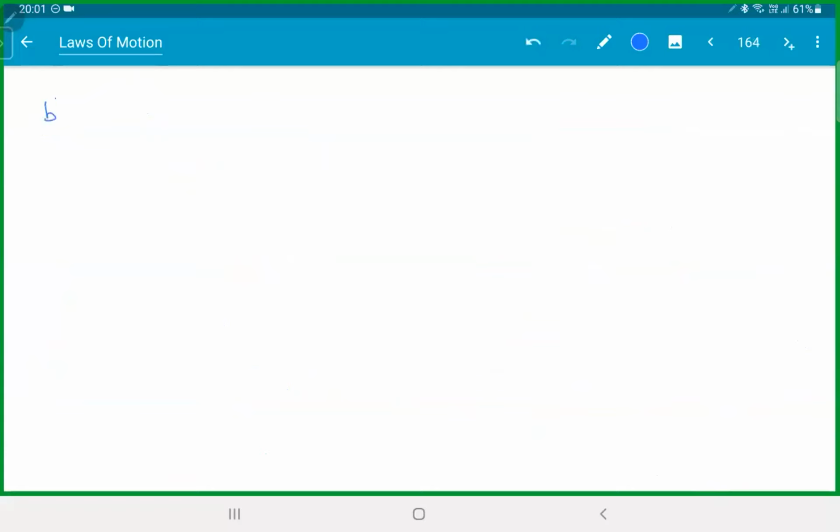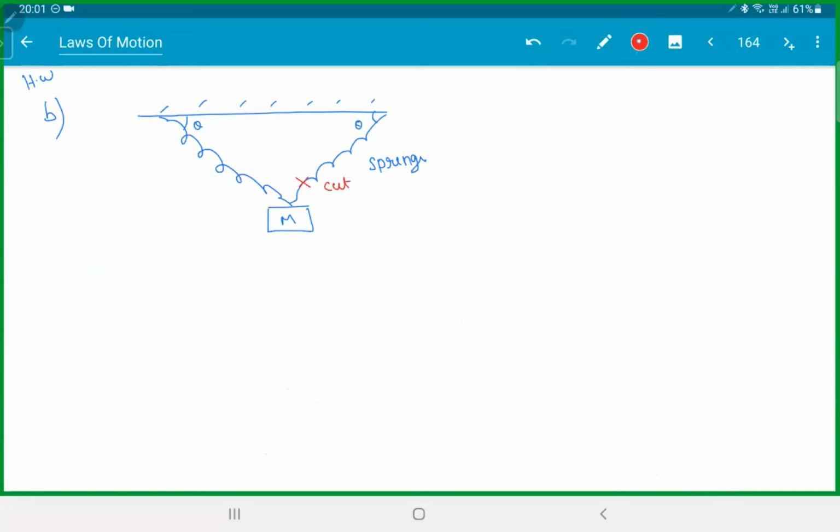Try this as a homework. Next class we'll discuss. Same thing if you had actually two springs, and if you're cutting here, find the acceleration of the block just after cutting. You will do this in the next class.